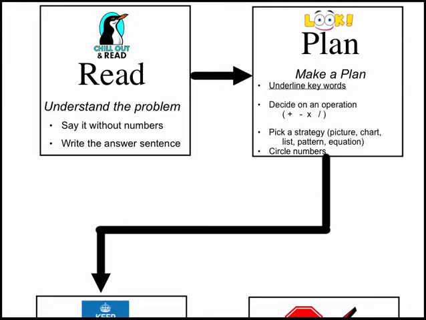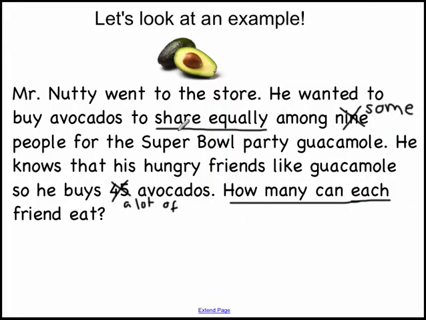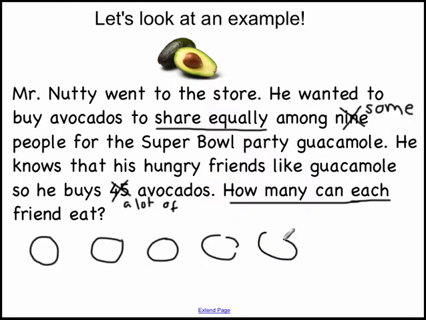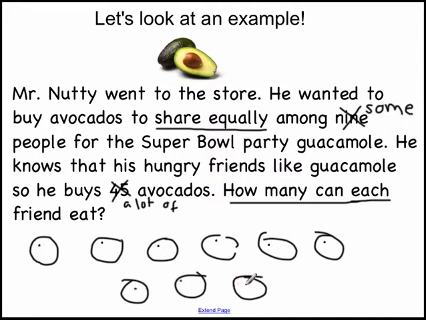So in this case, I know that he's buying 45 avocados and he wants to share them equally among 9 people. So what I would do is I would draw my 9 people. Don't my people look nice? 3, 4, 5, 6, 7, 8, 9. There's my 9 people, and I would put in my 45 avocados into each one. I need to go one at a time. 1 avocado, 2 avocados, 3, 4, 5, 6, 7, 8, 9, 10 avocados, 11, 12, up to 27.